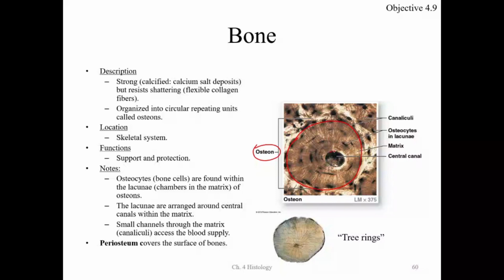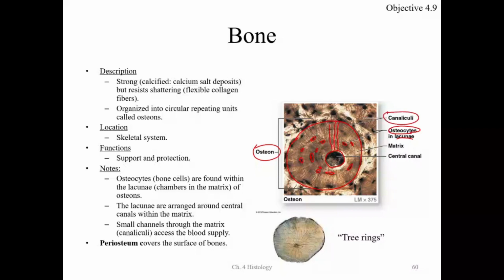But one of the things we're going to have in the middle is the central canal with cells that are inside these little chambers here called lacuna. The lacuna hold osteocytes. Okay? Now they're around the central canal. Then these little cracks right here are canaliculi.